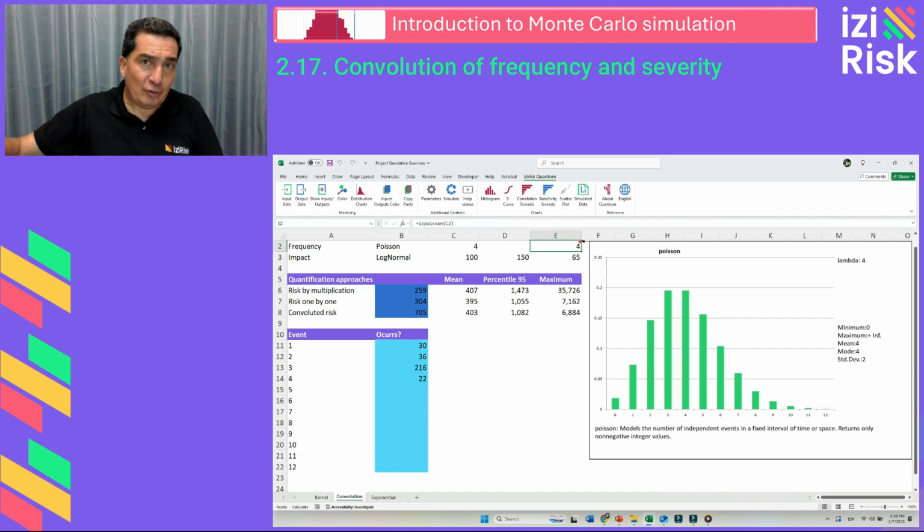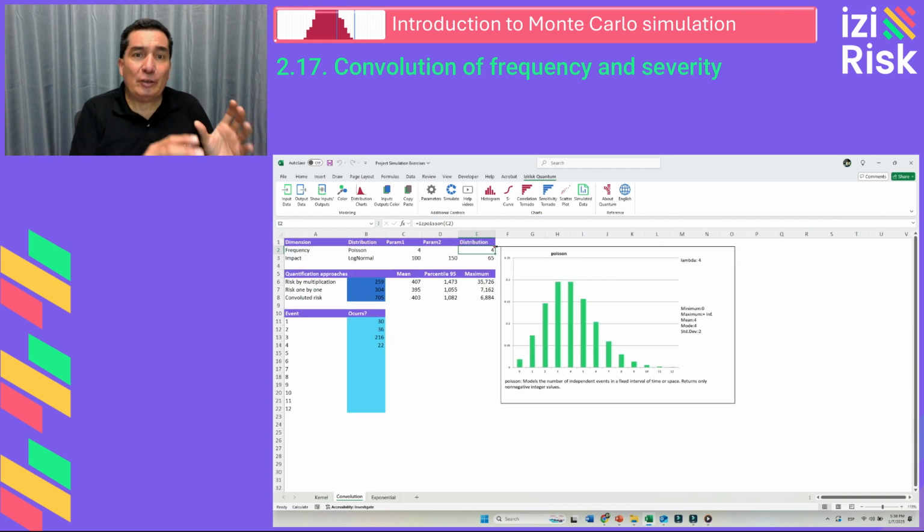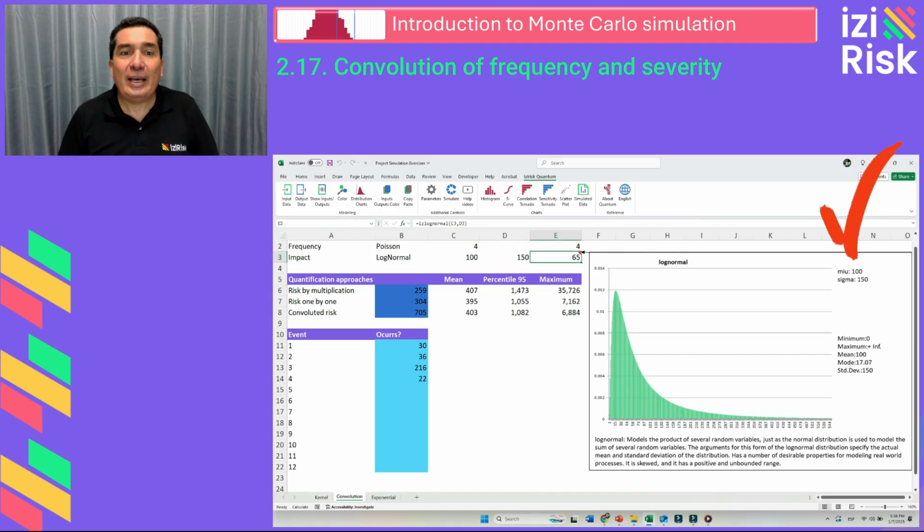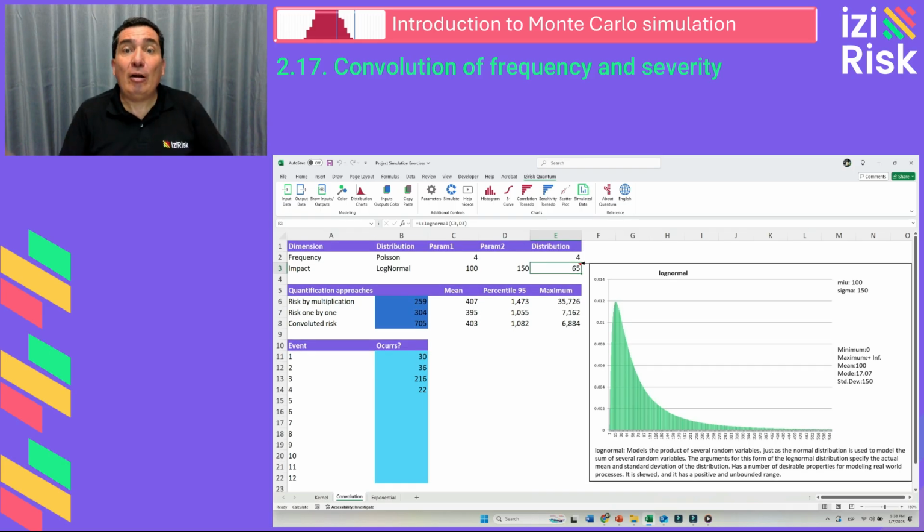On the impact or severity side, we use a log-normal distribution which requires two parameters, a mean of 100 and a standard deviation of 150. This creates a highly asymmetric distribution, where the mean is surpassed by the standard deviation, resulting in a strong concentration of low values with a long tail extending to higher values.